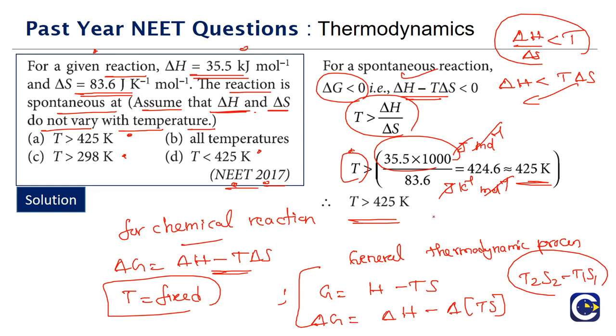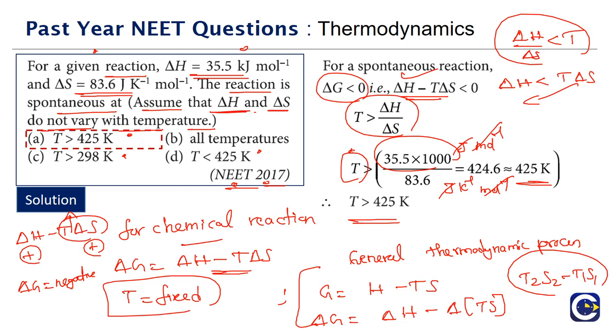So generally what is observed is, if both delta H and delta S are positive, at high temperatures the reaction becomes spontaneous. Why? Because if you look at the formula, delta H minus T delta S. If delta H is positive, delta S also is positive, then at very high temperatures, what is going to happen? The second term is negative, right? If delta S is positive, overall we are having a minus here. So at high temperatures we will see that delta G becomes negative and the reaction becomes spontaneous. So at temperature more than 425 Kelvin, the reaction becomes spontaneous.